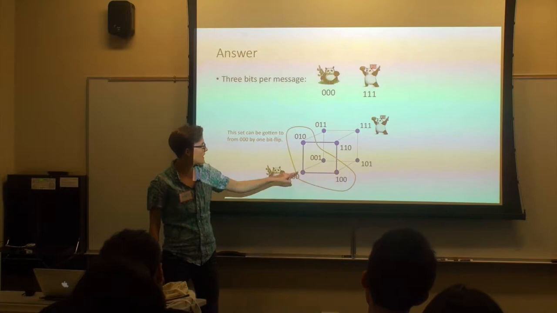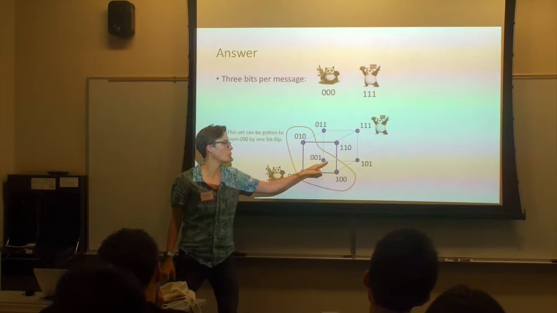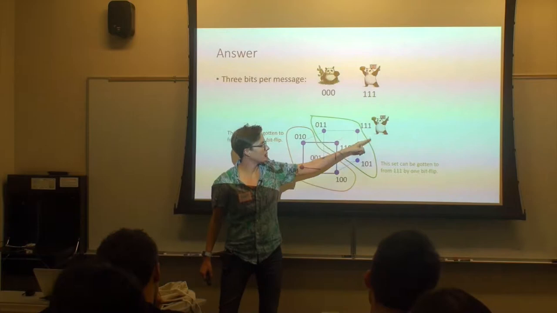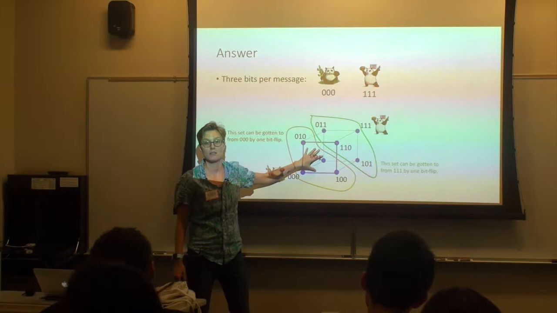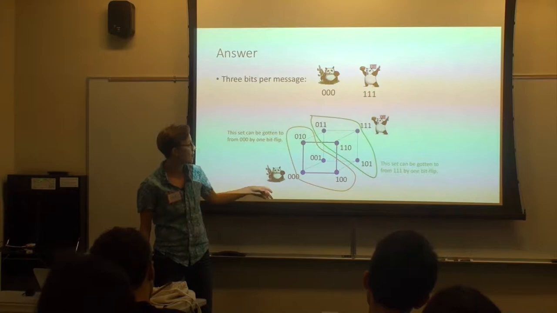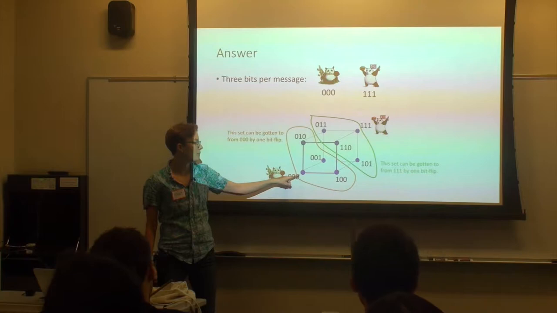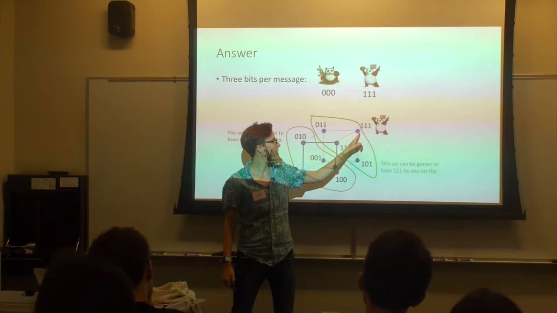The observation is that here's all the things that can be gotten to by flipping one bit from "panda eats plants." It's all the things with at least 2 zeros, either 2 or 3 zeros. And here's all the things that can be gotten to by sending 1, 1, 1 and then flipping one bit. It's things with 2 or more 1s. And the observation, which you just said, which is perfect, is that these two sets are disjoint. They do not overlap. So if Bob sees something in this orange set here, he knows that Alice must have meant "panda eats plants." And if he sees something over here, he knows that Alice must have said "panda's got a gun," because these are the only ones that can be gotten.